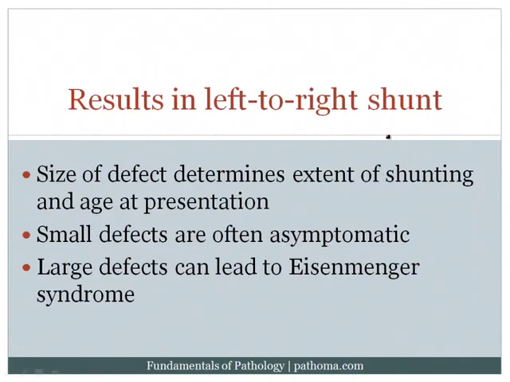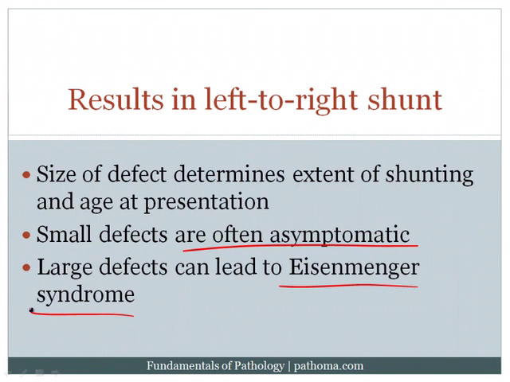Now this has been explained in your text in words as well, where I say that there's a left to right shunt. The size of the defect determines the extent of shunting and the age of presentation. Small defects are asymptomatic, and large defects can result in Eisenmenger syndrome. Now, again, when you get Eisenmenger syndrome, there's some important consequences. For example, the patient will have right ventricular hypertrophy. Why? Because the right ventricle is now pumping against a much higher pressure.